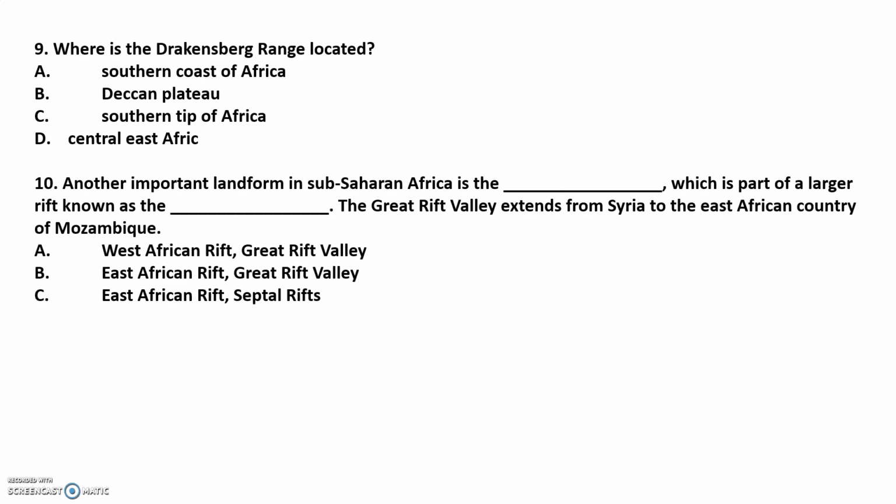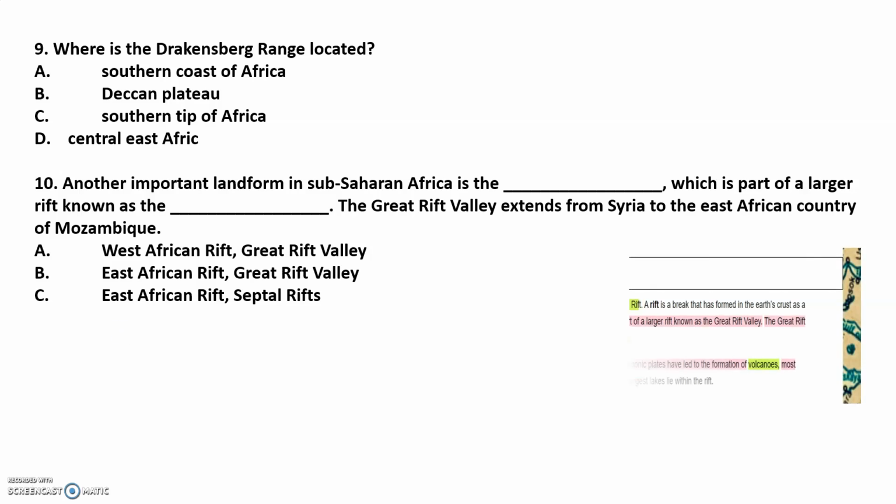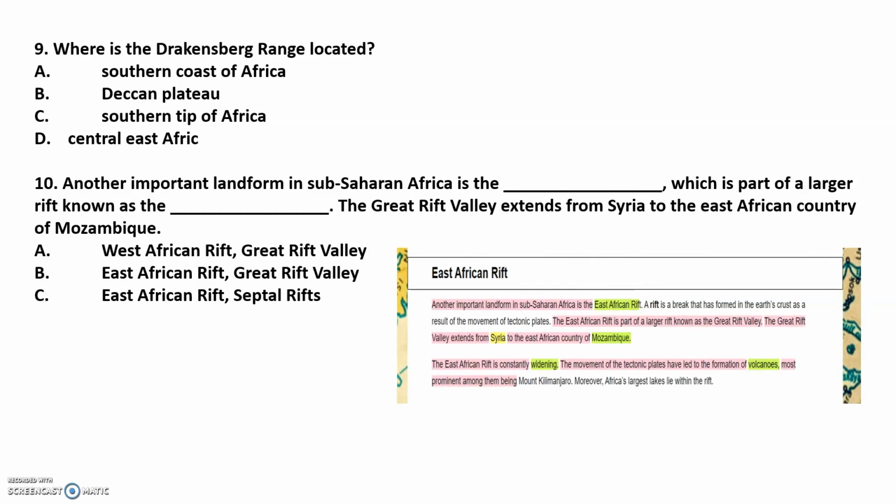Questions 9 and 10. Here we are at the end, guys, and it's only 8 minutes into the lesson. Where is Drakensberg Range located? Another important landform in Sub-Saharan Africa is the blank, which is part of the larger rift known as the blank. So here's where the little mistake was. So another important part of the Sub-Saharan Desert was the blank.